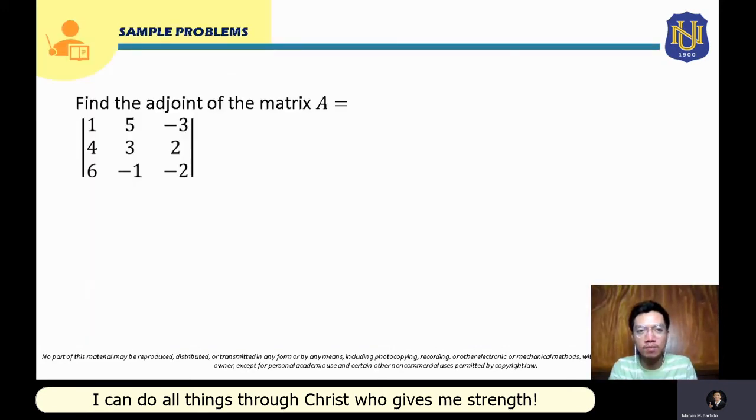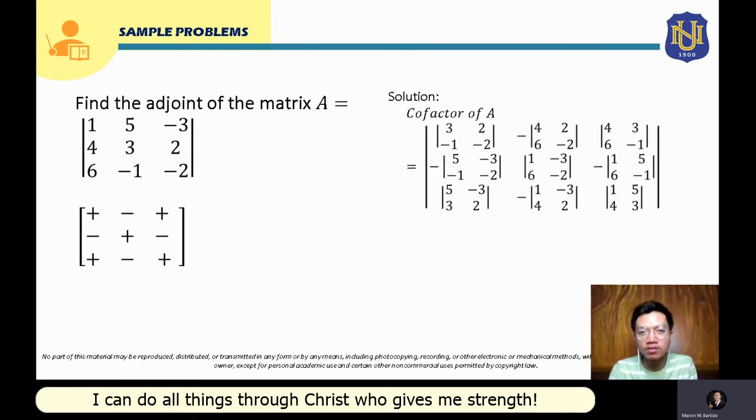So let's solve this problem. Find the adjoint of the matrix A. So our matrix A here is a 3 by 3 matrix. So we are going to solve its adjoint. Again, our adjoint is the transpose cofactor of the matrix. So we have to solve first for the cofactor of this matrix. To solve for the cofactor of this matrix, we just have to solve for the cofactor of all the elements of this matrix A.